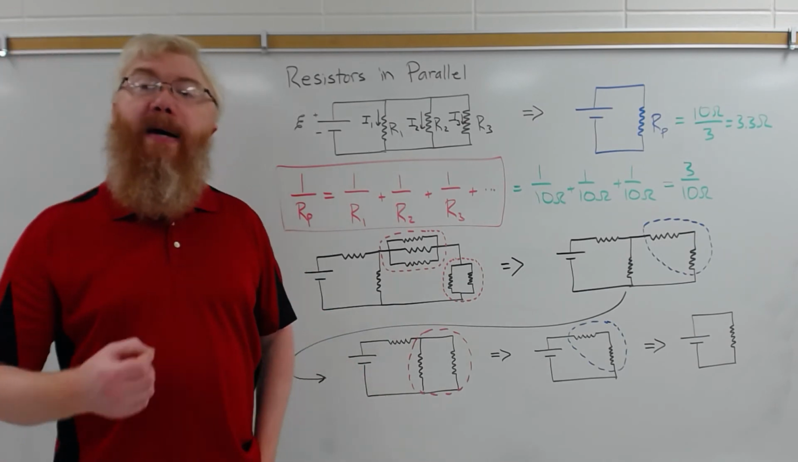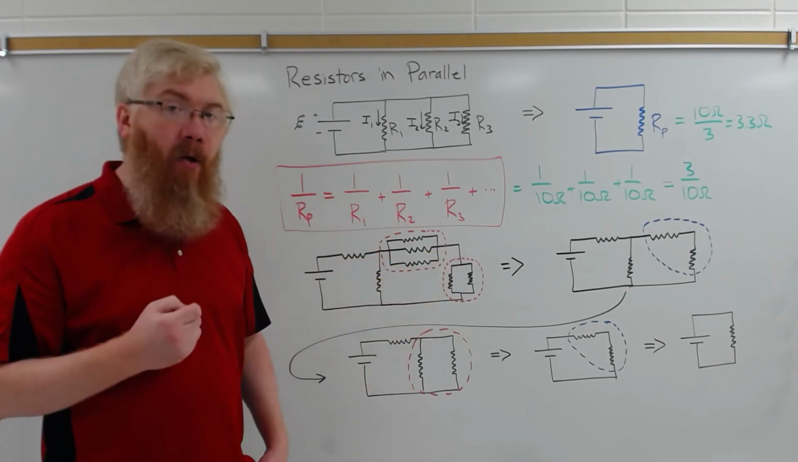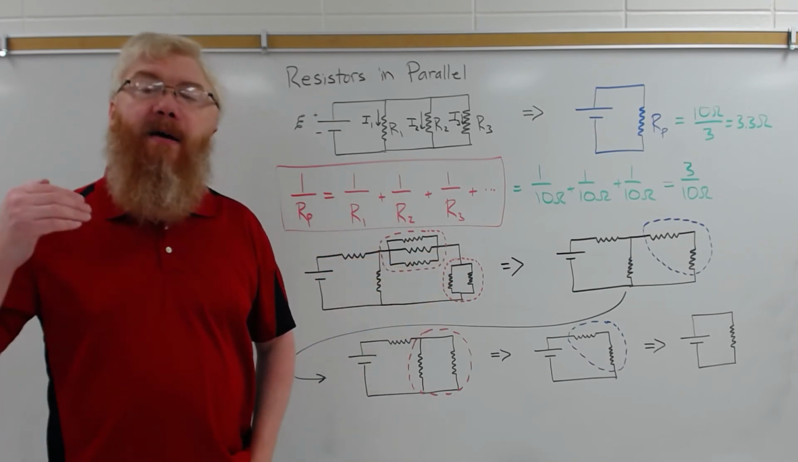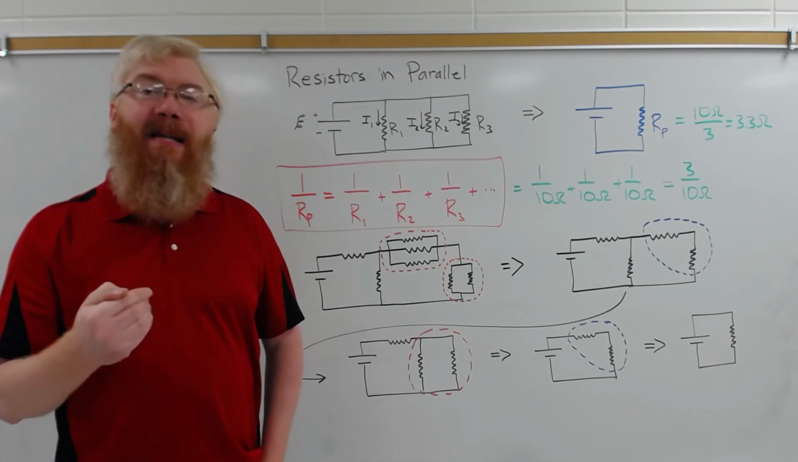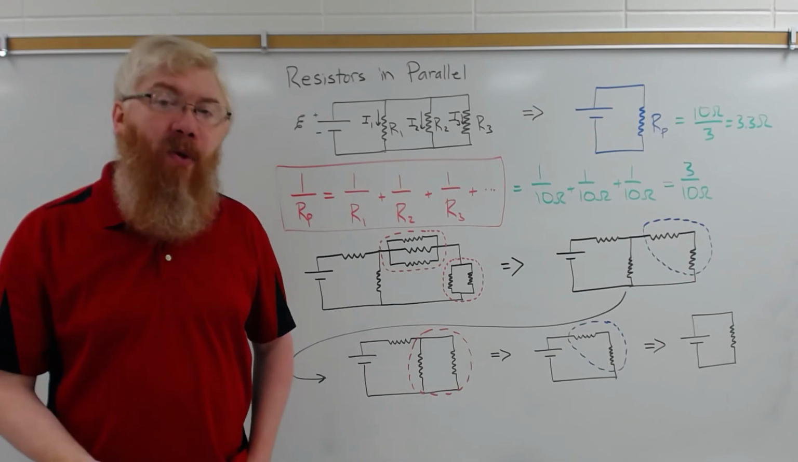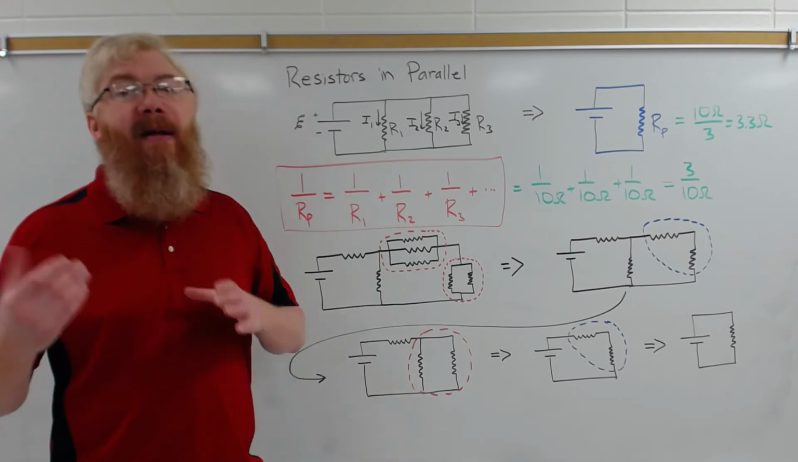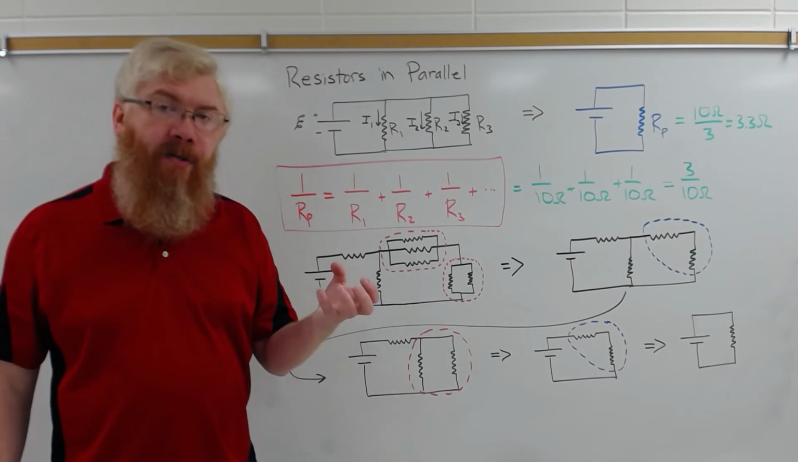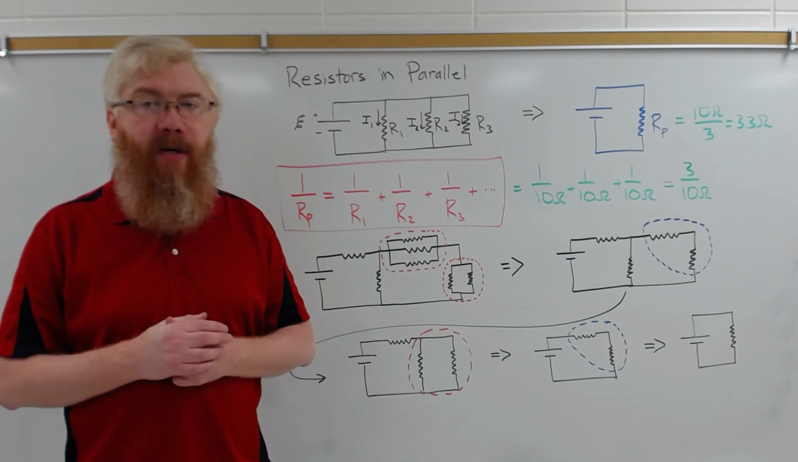No one equation is going to allow me to simplify this circuit down to a single resistor. I have to take this circuit and break it down step by step, identifying resistors that are in series with one another and identifying resistors that are in parallel with one another, and then simplifying those resistors, redrawing the circuit, and then again identifying resistors that are in series or parallel.